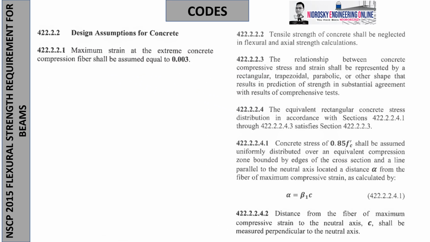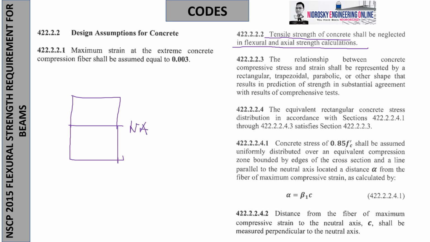So, tensile strength, of course, shall be neglected in flexural and axial strength calculation. Note that, if you remember the crack condition, let's say you have a beam, this is the neutral axis, which divides the compression and tension zones. Once the beam buckles and cracks, as discussed in my past video lecture, we need to eliminate the strength of concrete under tension, because the steel alone is carrying the load. That is why we have the transformation of section.